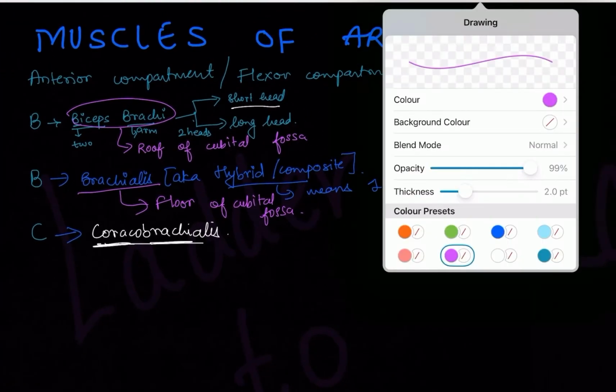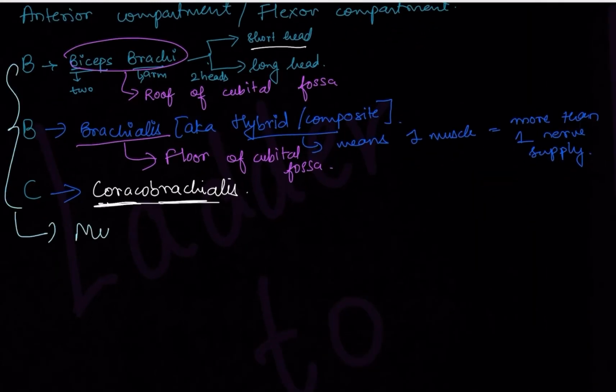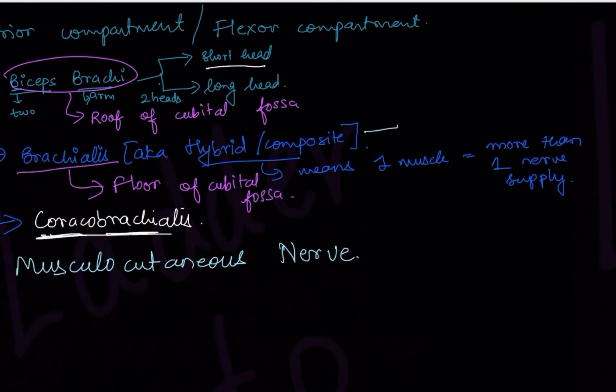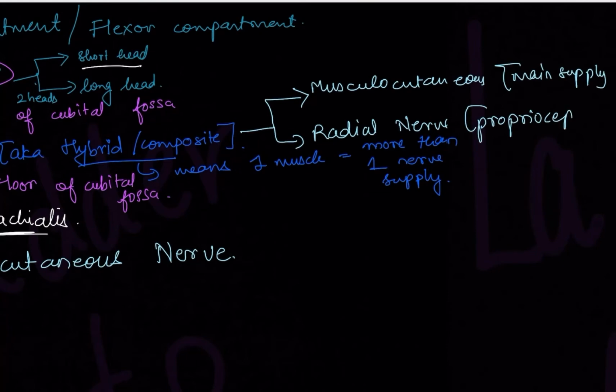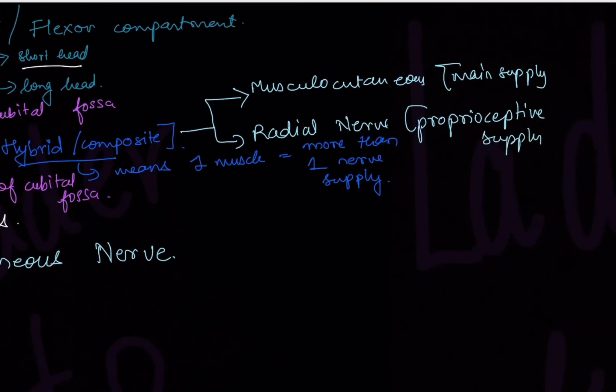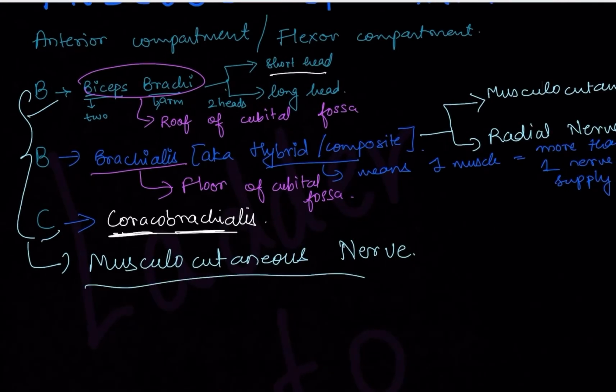Now let's know its nerve supply. All three muscles are supplied by the musculocutaneous nerve. What is the nerve? Musculocutaneous nerve. And you have to know that this brachialis has two supplies, as it is composite or hybrid. One is the musculocutaneous nerve, which is the main supply. Whereas the radial nerve does the proprioceptive supply. Understood? So these are the two nerves. Otherwise, the other two, coracobrachialis and biceps brachii, are supplied by the musculocutaneous nerve.